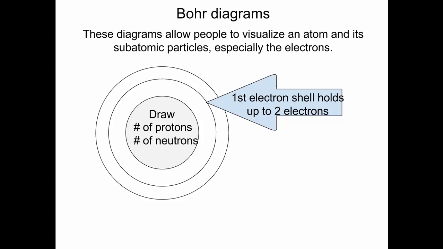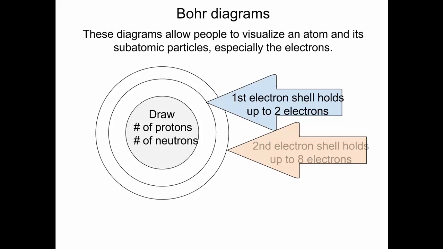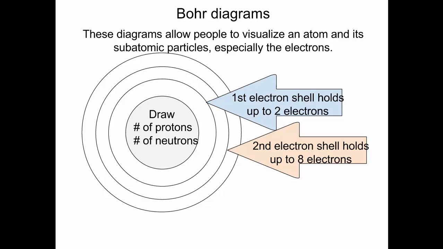Next, we have the second electron shell. So if we have more than 2 electrons in an atom, we're going to draw another shell, which is our second electron shell. This shell holds up to 8 electrons. Then we'll draw a third shell if we have more than 10 electrons. So if we fill up that shell with 8 and we have electrons left over, we'll draw another shell, which will become the third electron shell.